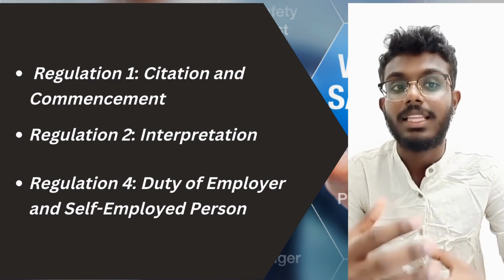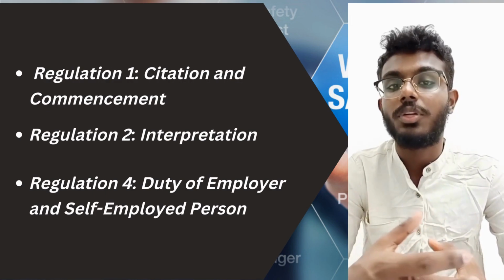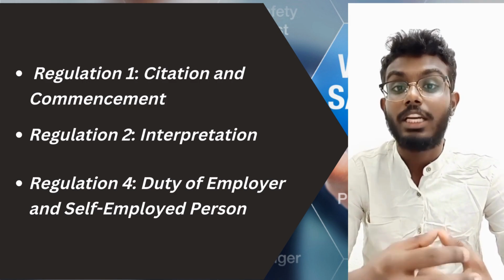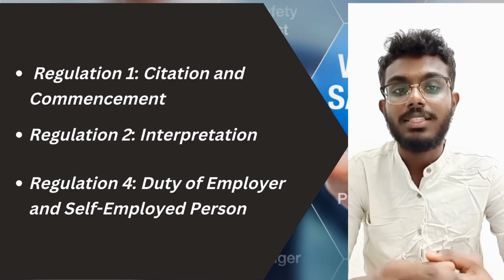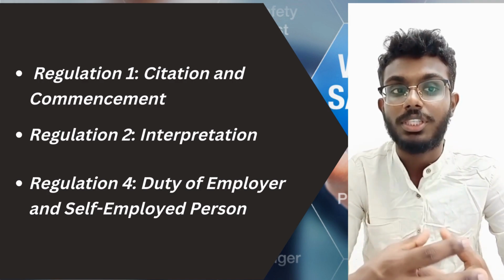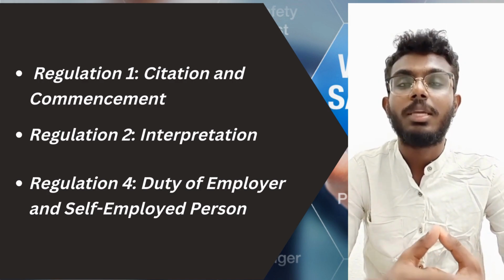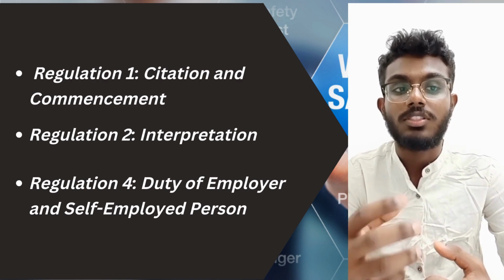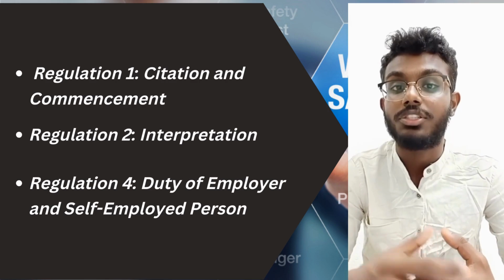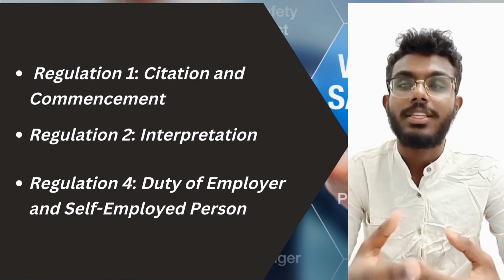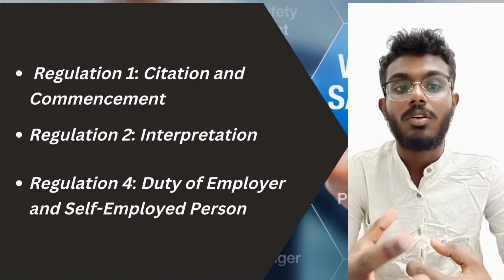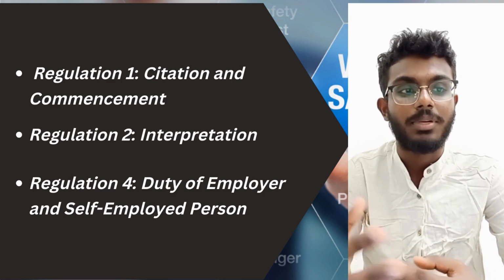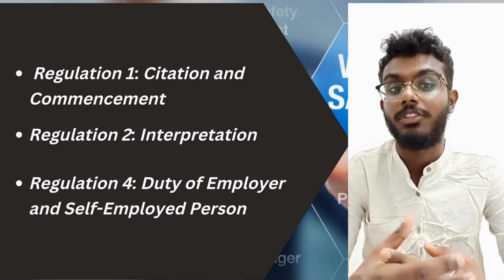Regulation and understand their significance in ensuring workplace safety. First, citation and commencement, Regulation 1. The context of this is to introduce the regulation's official name and effective date. The importance of this is to establish a clear reference point for consistency in communication and application across the workplace. For example, when discussing or enforcing the regulations, everyone knows precisely which standards are being referred to.